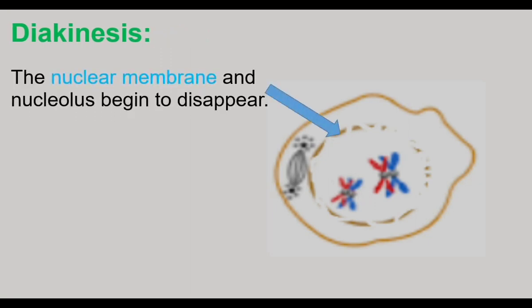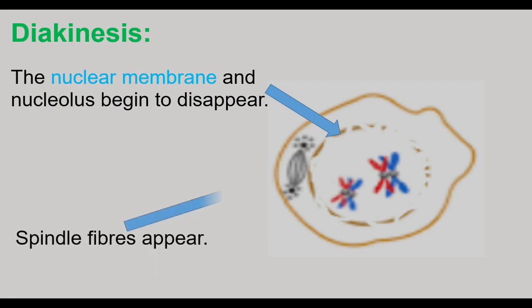In diakinesis, the nuclear membrane and nucleolus begin to disappear. The spindle fibers appear. Diakinesis is the end of prophase I.